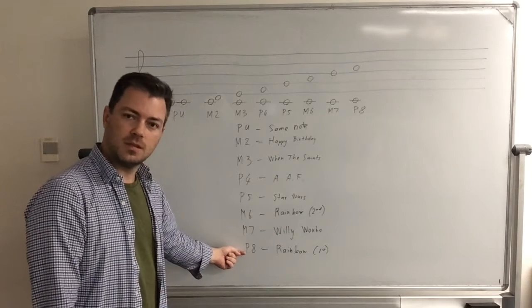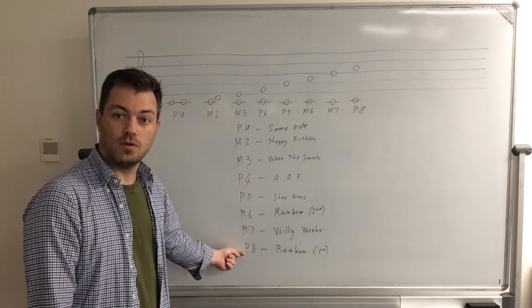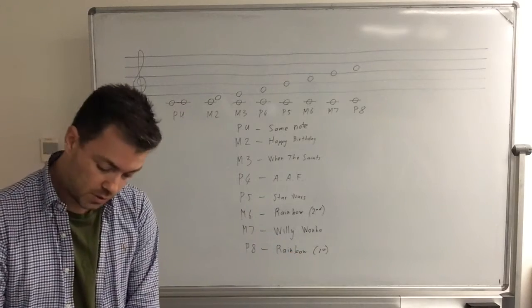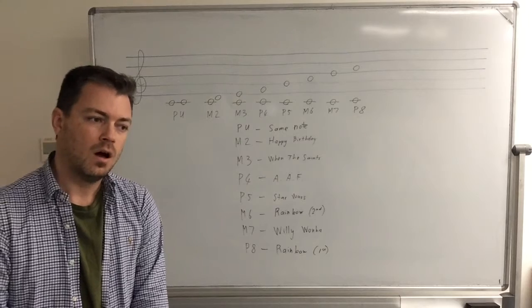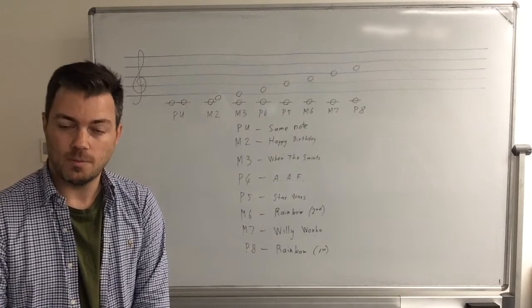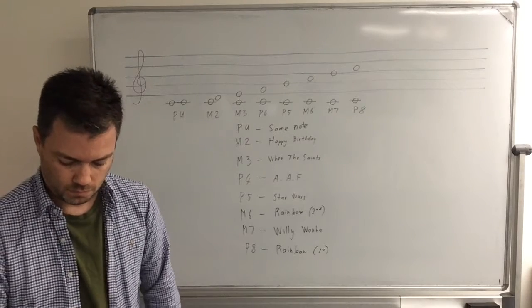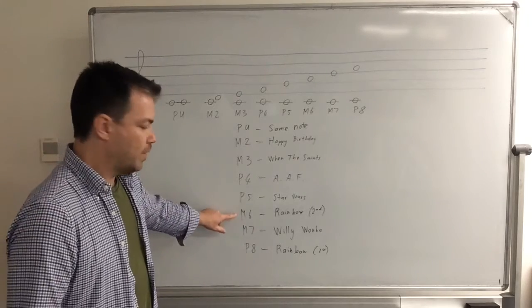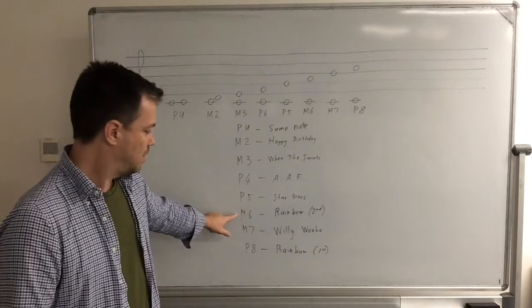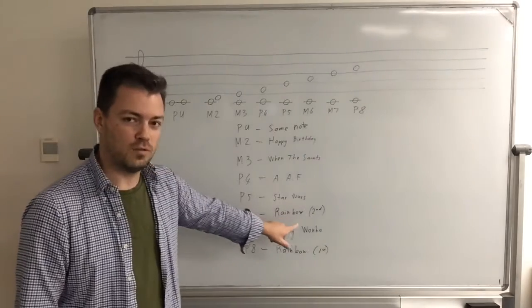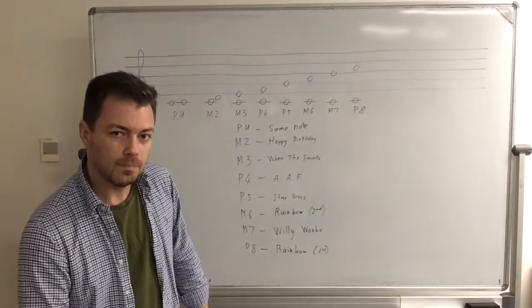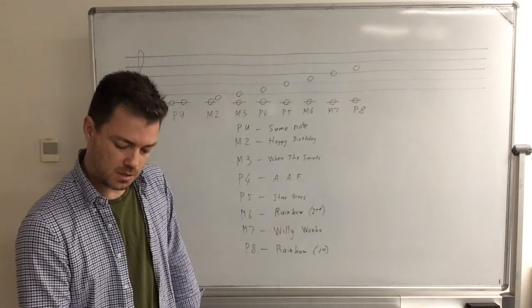Perfect octave sounds like the first two notes of Somewhere Over the Rainbow. That's why it says rainbow first. So this is an octave, and it sounds like Somewhere Over the Rainbow. If we go back to a major sixth, that sounds like the second phrase of Somewhere Over the Rainbow. So that's a major sixth.